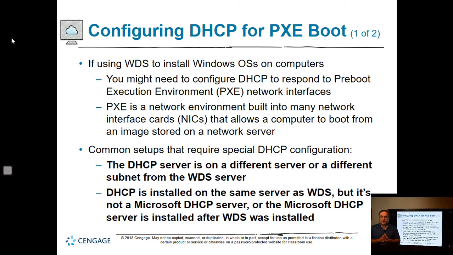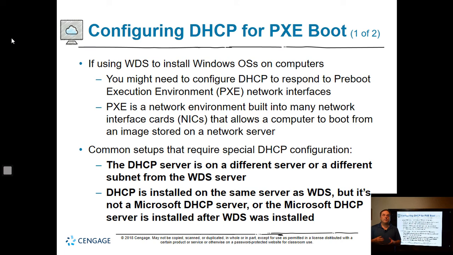So, configuring DHCP for Pixie Boot. With Windows Deployment Services, you can send out Windows operating systems to computers using the Pixie Boot. A computer boots up and sends this PXE, pre-execution environment, protocol out to the network. It says, hey, is there a DHCP server and a Windows deployment server? If the answer is yes, it will get an automatic IP address assigned, and then it will look for that deployment server to get a new image.